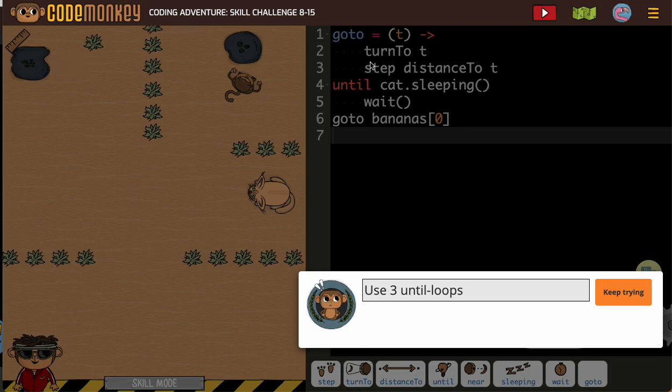Now, I know the next thing that's gonna go in is I'm gonna need to wait for the cat to go to sleep again. The question is, how do we get efficiently to that other banana? We have to go around. So I'm gonna use some of these bushes, see what I can do to get us there. Maybe this one, then that one. Let me see. I'm not sure, that might work.